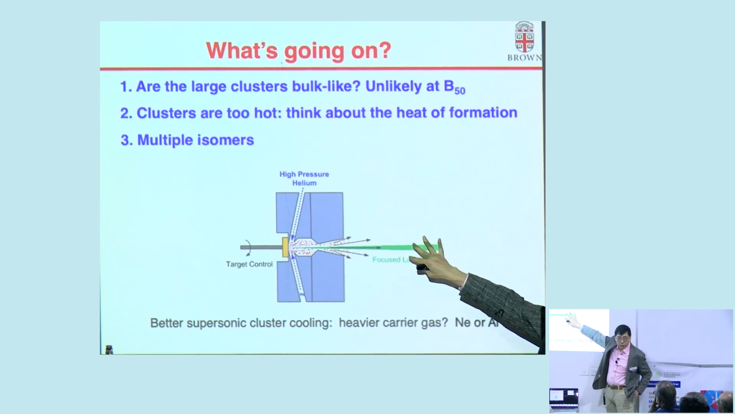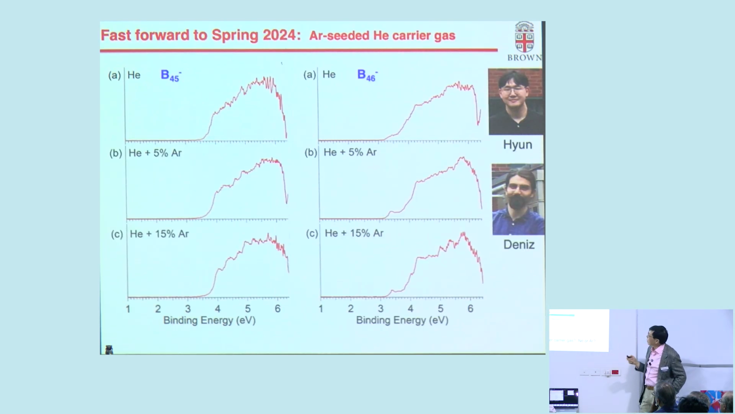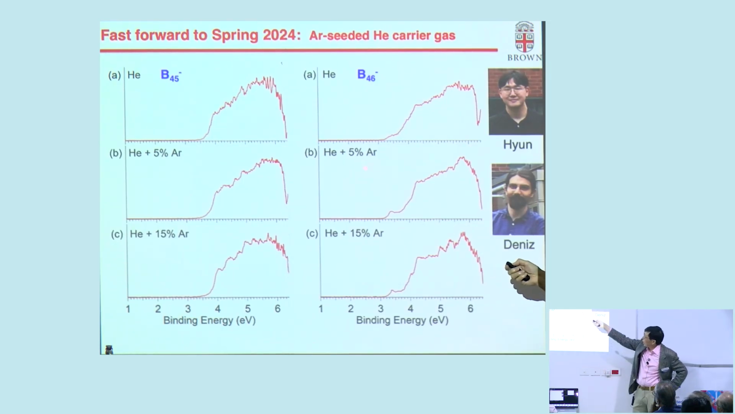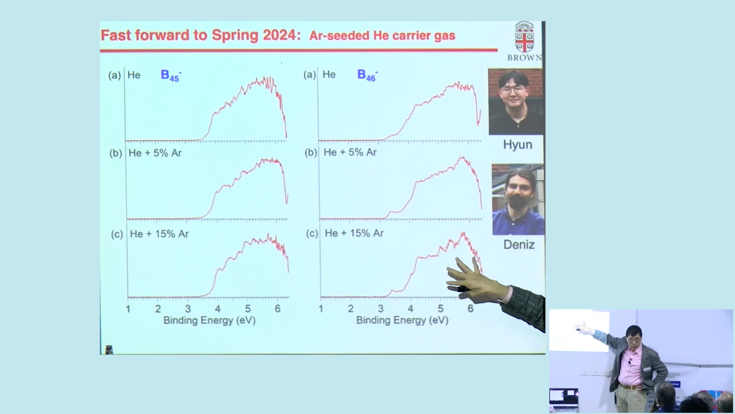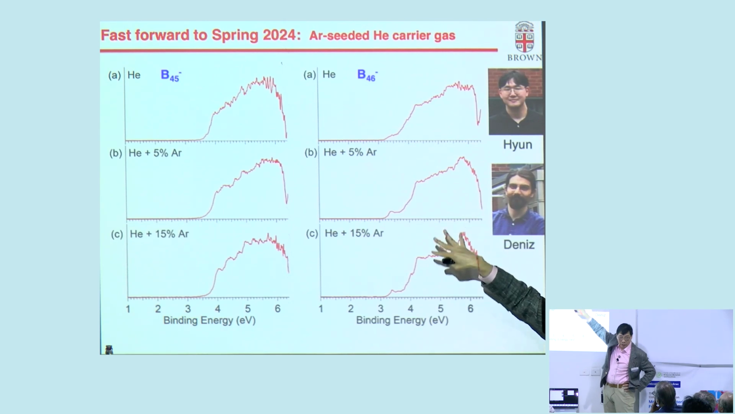We tried different ways to cool it, and finally realized that if we have argon in the helium carrier gas, we can create a colder cluster. I have an amazing student, Hyun, who just graduated, and this is a new student, Dennis, who joined him. We find that if we use argon in the carrier gas, we get a better spectrum. That means we have colder clusters. This still doesn't mean it's very cold, but at least it's colder than those, which are probably very hot.